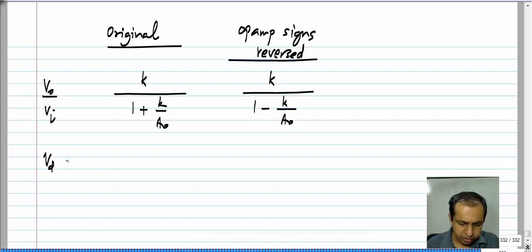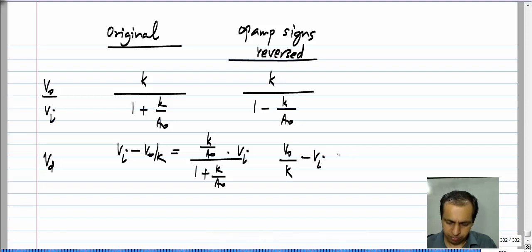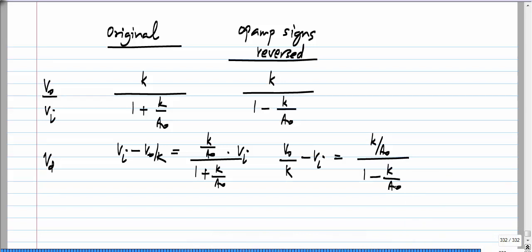And the difference voltage V D, which is equal to V I minus V naught by k, is basically k by A naught divided by 1 plus k by A naught times V I. This was the original case, and with the op amp signs reversed, the op amp's input voltage V D is V naught by k minus V I, which is equal to k by A naught divided by 1 minus k by A naught times V I.